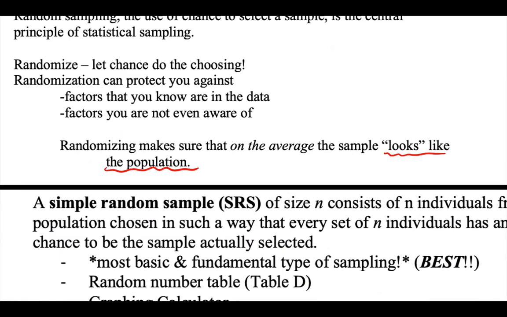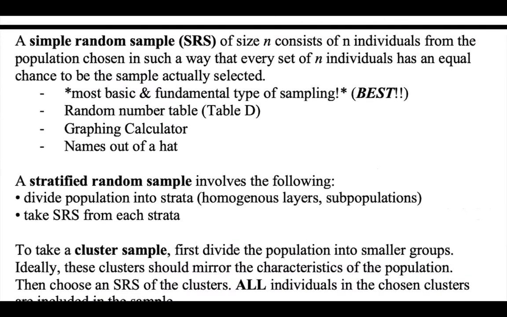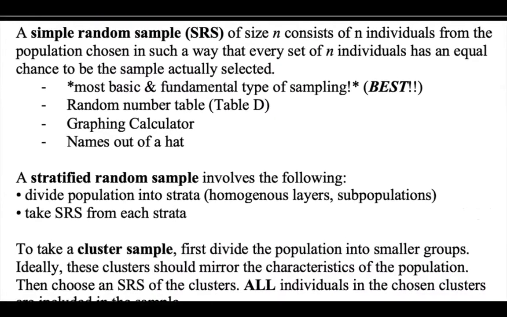Okay, so types of samples. Here we go, types of samples. The first one is the biggie. It's called a simple random sample, or SRS. This is the best random sampling method there is, okay? So a simple random sample of size n consists of n individuals from the population chosen in such a way that every set of n individuals has an equal chance to be the sample actually selected, okay?